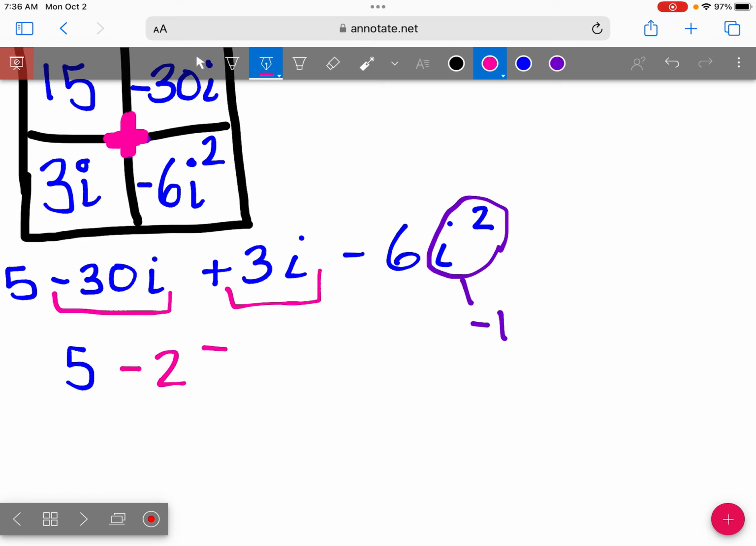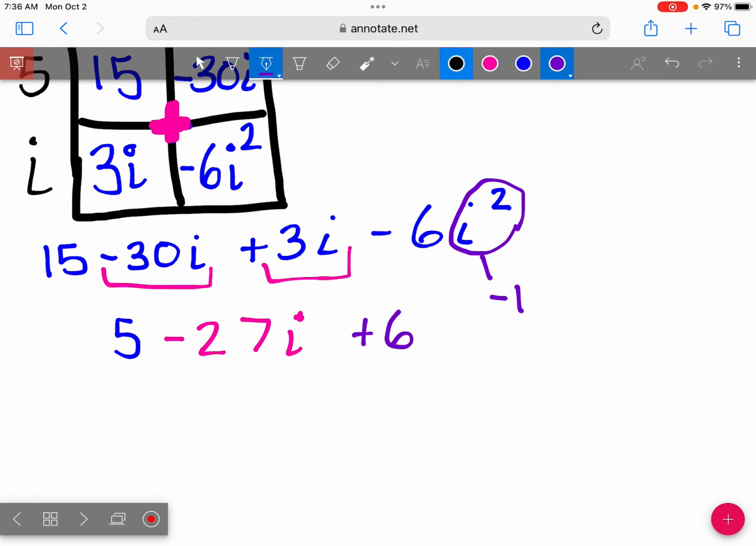Minus 27i. And then minus 6 times minus 1 gives us plus 6. And we have one more combining like terms to do. What can we put together now? I can combine together the 5 and the 6 to get 11 minus 27i.